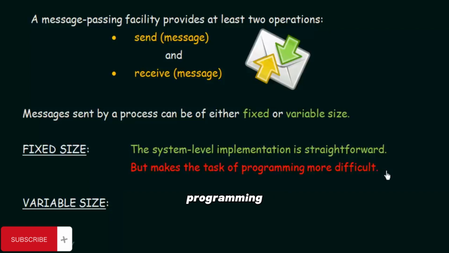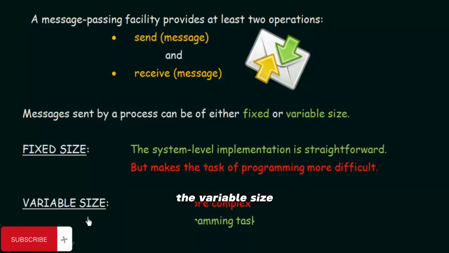Now what is the task of programming? When you are programming, you may have to control the way in which the messages are sent from one process to another. But you have to always keep in mind that the size of the message should be fixed. You cannot vary the size of the message. So sometimes when you are programming, you may want to have messages of larger sizes, but it is not possible because we are only allowed to have messages of fixed size. So that is why it says the task of programming becomes more difficult in this fixed size matter.